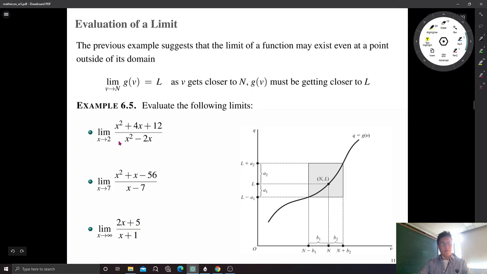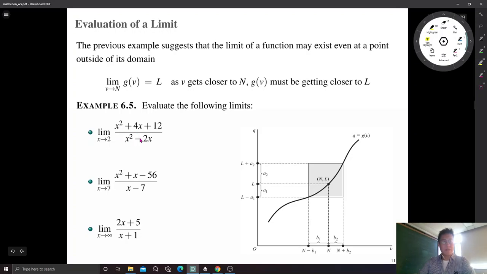So here we have three rational functions, and whenever we encounter rational functions, we should be careful about the denominator. So we have to check whether the denominator is equal to 0 or not. In the first rational function, we have x squared minus 2x, and now we let x approach number 2. So at 2, the denominator is going to be 0, right? Still, there is a possibility that the limit of this function exists at that point.